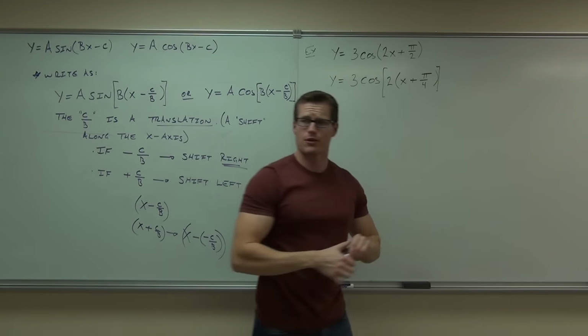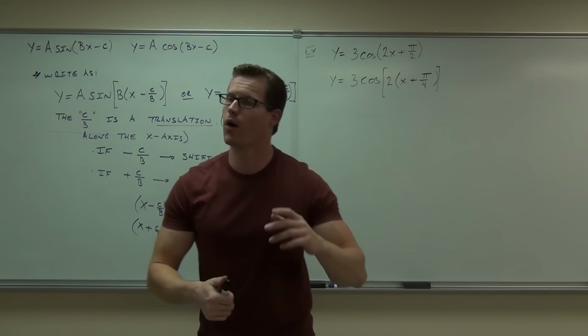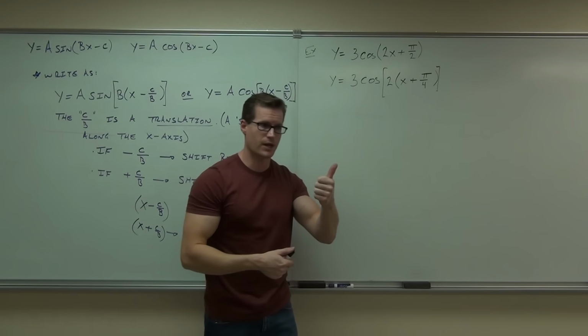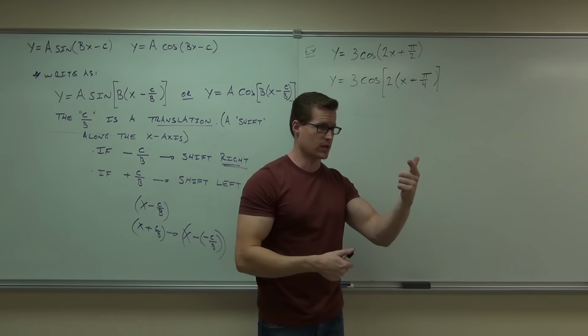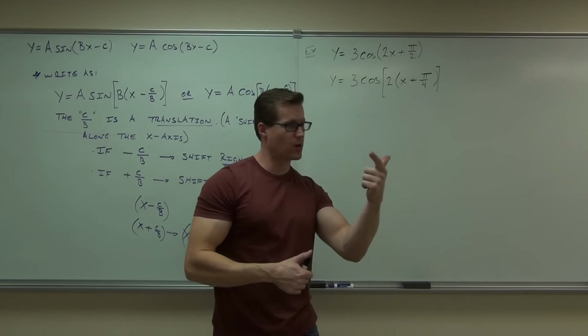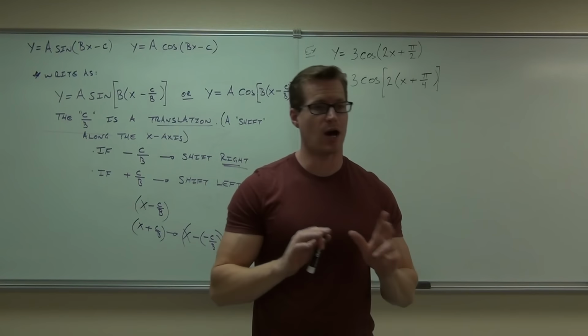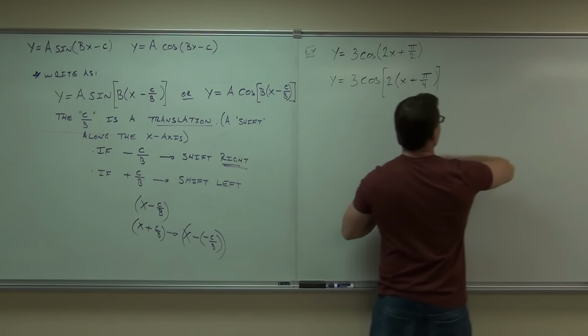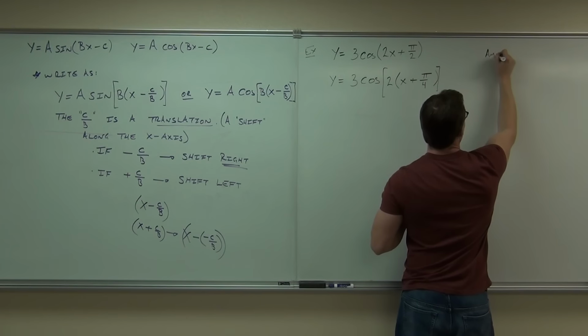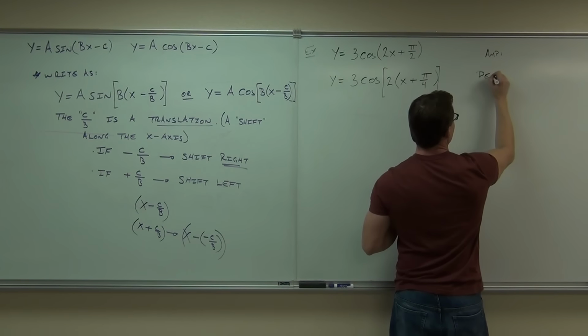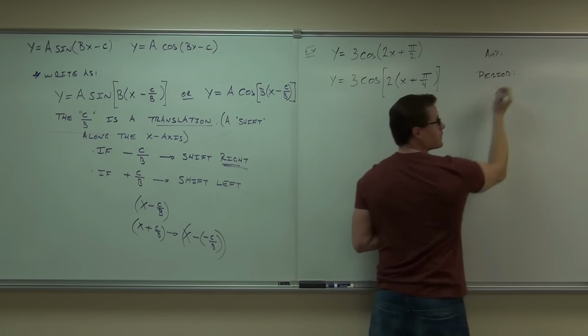Now let's write out everything that's meaningful about this statement right now. I want the amplitude, so go ahead and do that. I want the period, so go ahead and do that. That's given by your b, remember. And I want you to determine what type of shift this is and by how much. So write out the amplitude, write out the period, and write out the shift.